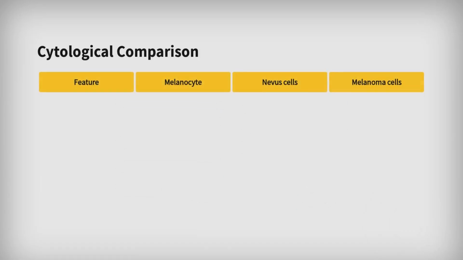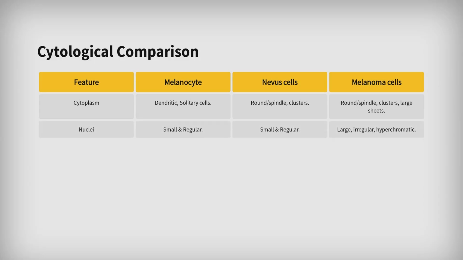Notice how these cell types align in surprising ways when we compare their cytological features. Cytoplasm varies. Melanocytes are dendritic and solitary. Nevus cells are round or spindle in clusters, and melanoma cells can be round or spindle in clusters or large sheets. Nuclei are small and regular in melanocytes and nevus cells, but large, irregular, and hyperchromatic in melanoma cells. Mitoses are rare in melanocytes and nevus cells, but present in melanoma cells, highlighting their malignant nature.